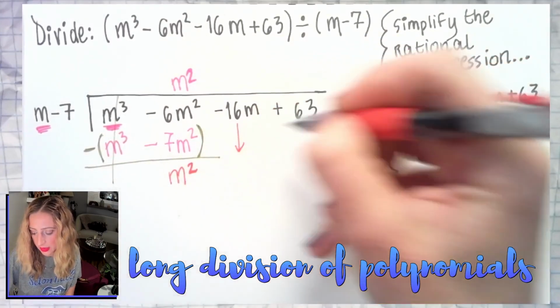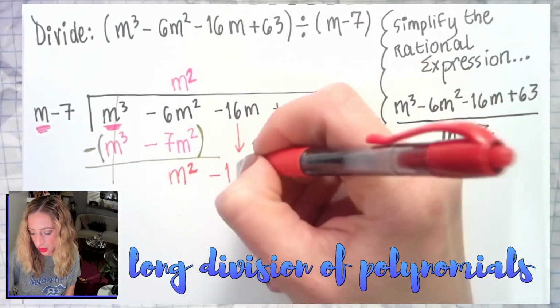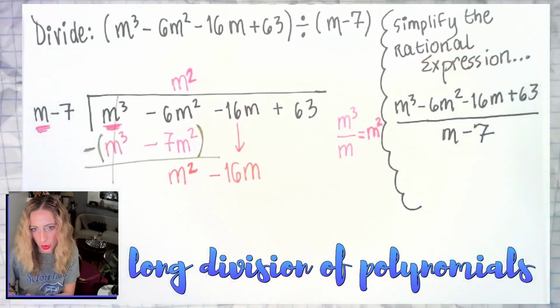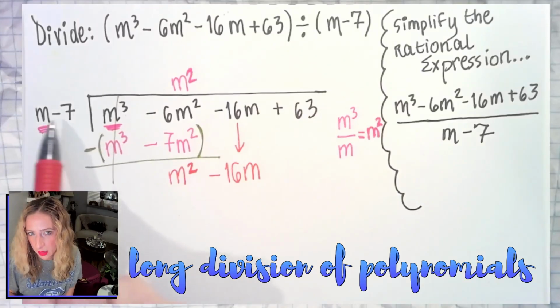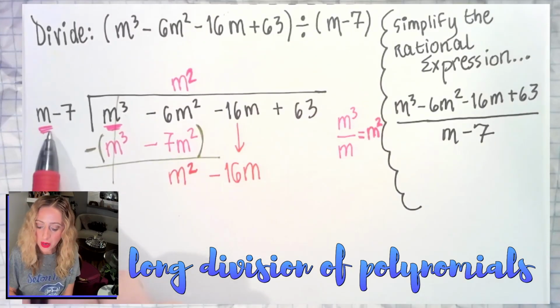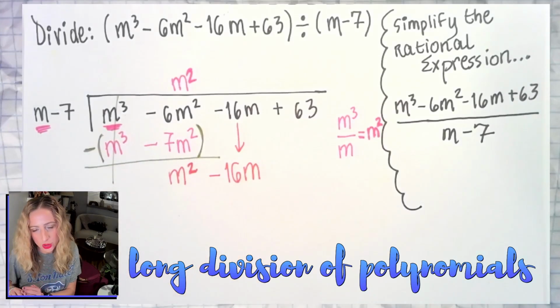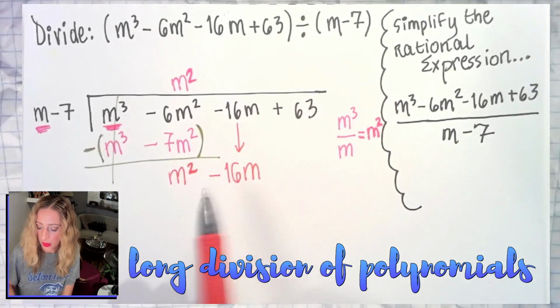Before we move on, again, we're going around in this counterclockwise motion. We're going to bring down the next term. In this case, it's negative 16m. Now, the part we're going to work with will always have the same number of terms as the thing we're dividing by. So if you're dividing by a binomial, you'll notice along the way, we're always going to be working with little binomials, okay?